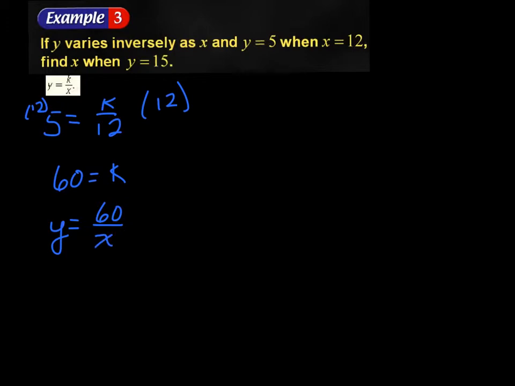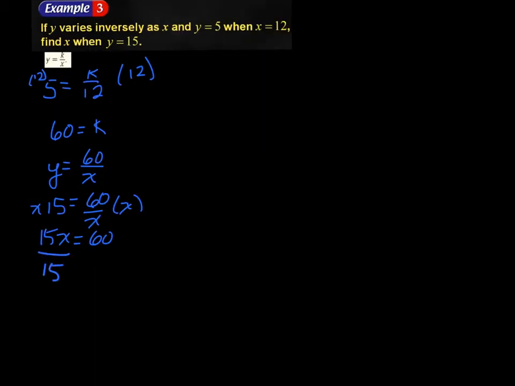And they ask us to find x when y equals 15. So we're going to substitute 15 in for y, multiply both sides by x, and then divide both sides by 15, so x equals 4.